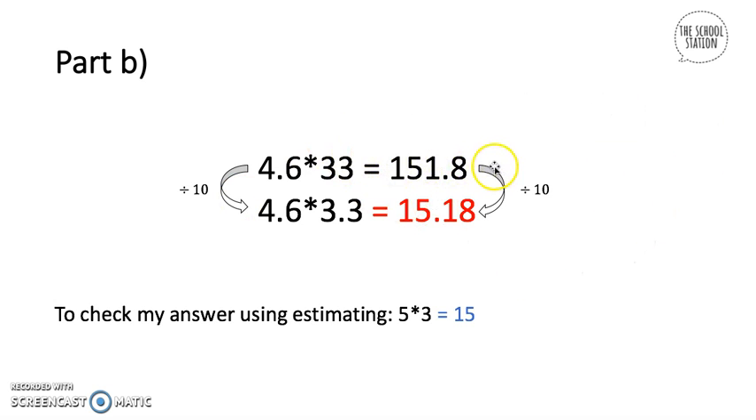So 151.8 divided by 10 is 15.18. So that's going to be your answer. And if you want to check your answer using estimating, you just have to round the numbers. So 4.6 rounds up to 5 and 3.3 rounds down to 3. So 5 times 3 is 15. So it's very close to the real answer, which is 15.18. So therefore you have got the correct answer.